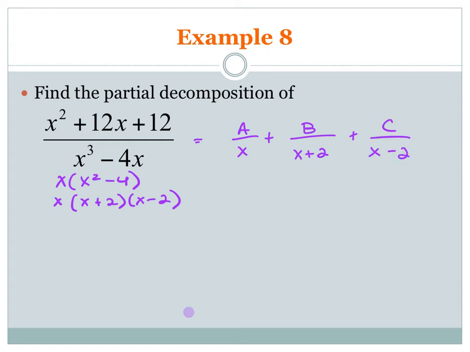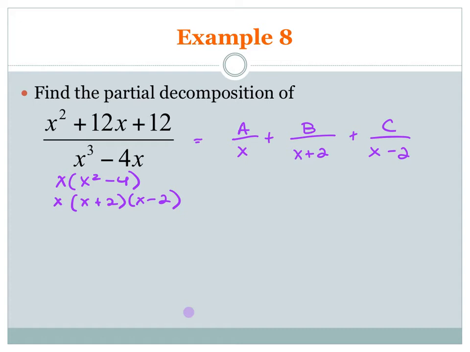There are two kinds of people in this world: people who factor the difference of 2 squares as x plus 2, x minus 2, or x minus 2, x plus 2. And it doesn't matter which person you are. The order can be different. What matters is that at the end, the right number goes over the right denominator.